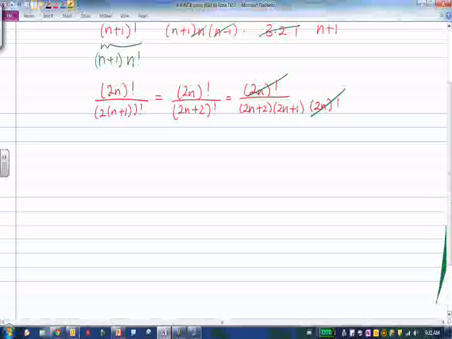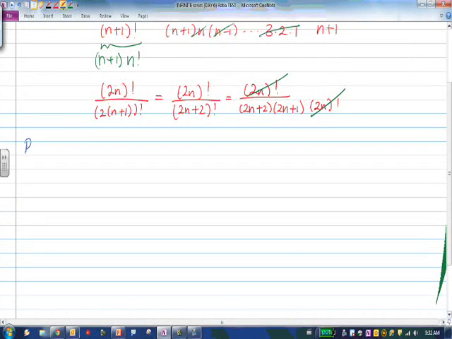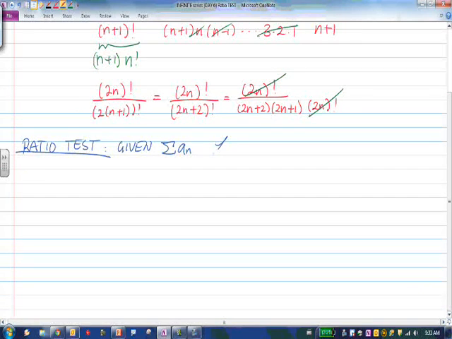So with that in mind, let's get to what the ratio test says. So the ratio test is the following. Given an infinite series, we'll just call it sigma a sub n, it could be alternating or it could be all positive. It doesn't really matter. We are going to let the Greek letter rho equal the limit as n approaches infinity of the absolute value of the ratio of the next term over the previous term. We're going to examine what this does.